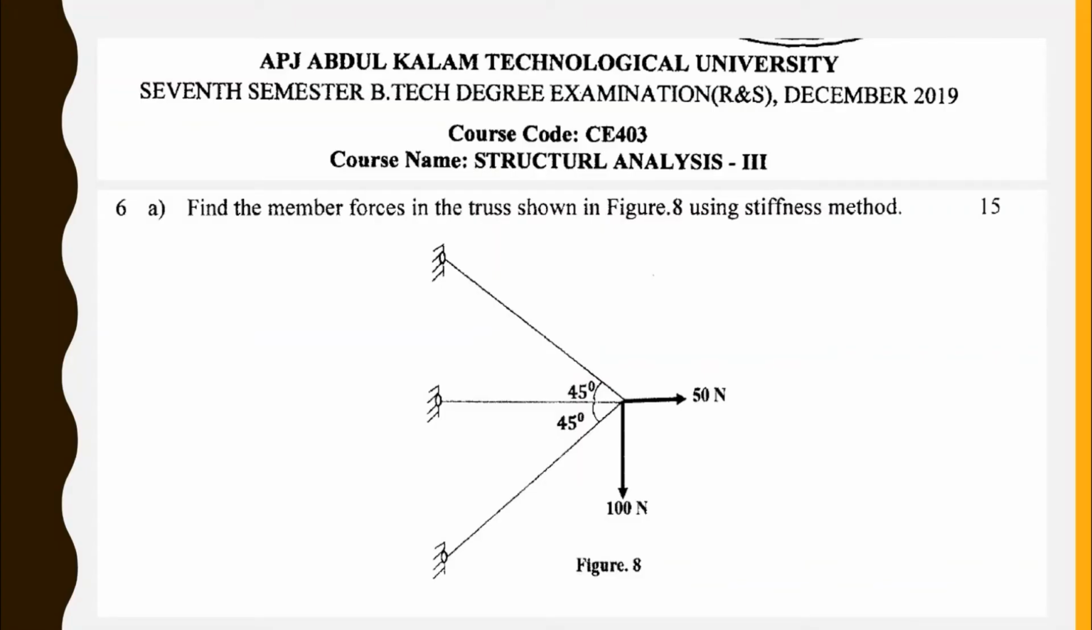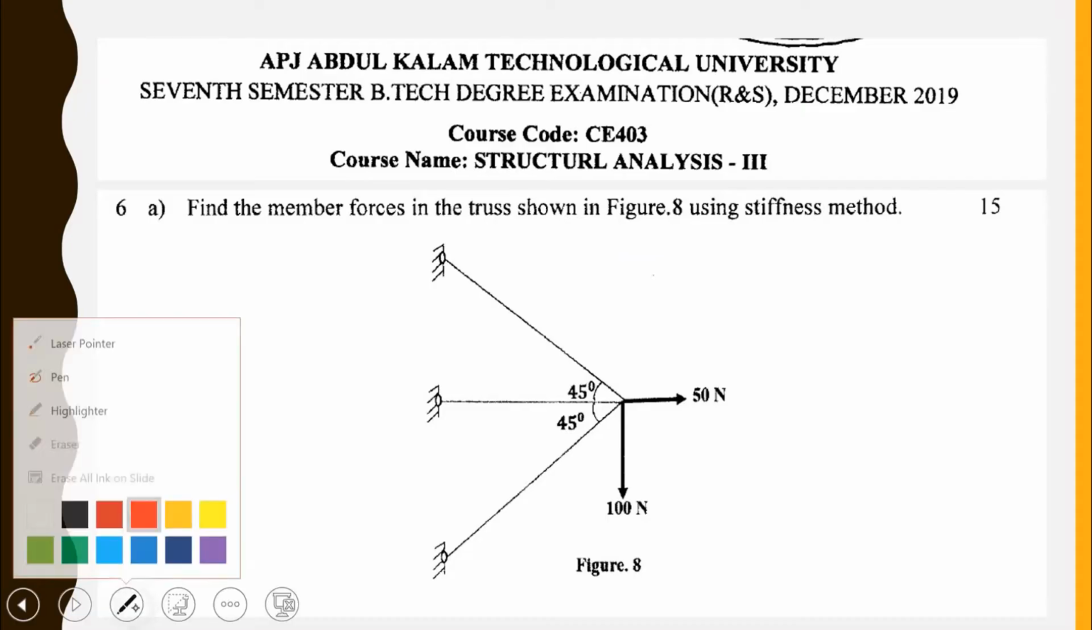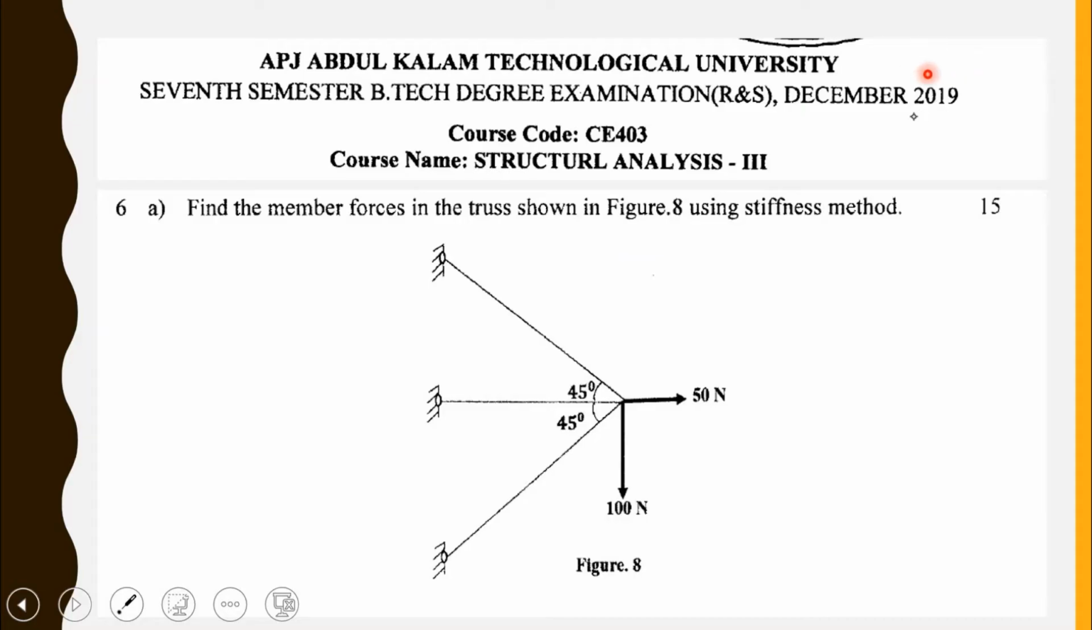Here I have taken an example from a previous year university examination. This question was asked in December 2019. And here is the question: find the member forces in the truss shown in the figure using the stiffness method. So let us see how to answer this type of question.